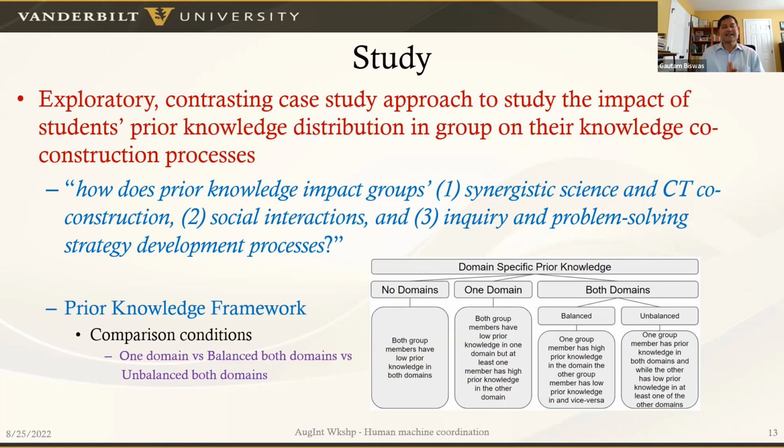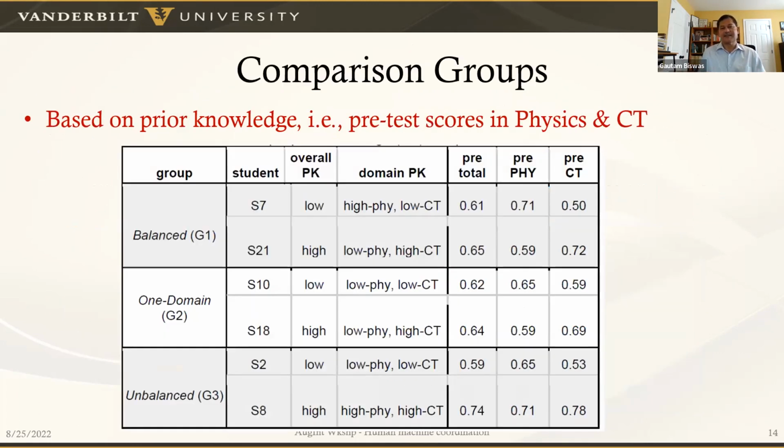And then we had a one domain group as a contrast, where both students were high in CT and both were low in the science. So they would have to learn the science as they went about their model building processes. Here is a quantitative representation of their pretest scores and how we created the groups.